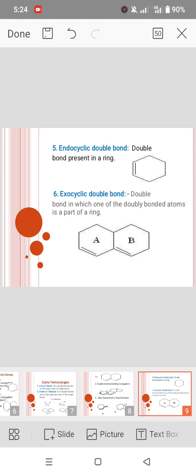I have two fused rings, ring A and B, and the double bond in ring B is considered as an exocyclic double bond of ring A. But in this compound, you can see there is no exocyclic double bond for the B ring. There is an exocyclic double bond only for the A ring because this double bond is present at the corner of the A ring.